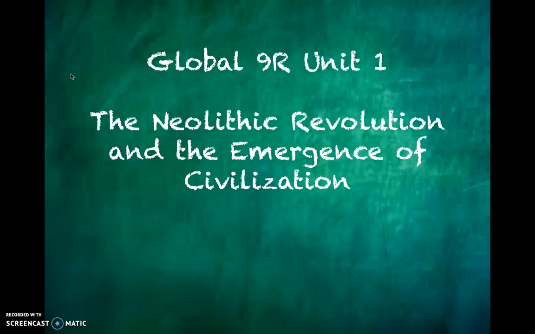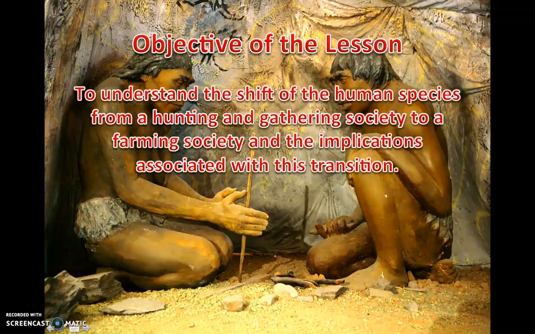This is a Global 9 Regions Unit 1 flipped lesson, and this is the Neolithic Revolution and the Emergence of Civilization. So, the objective of this lesson is to understand the shift of the human species from a hunting and gathering society to an agrarian or farming society and the social, political, and economic implications that are associated with this transition.